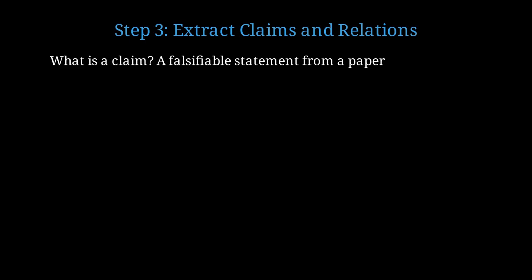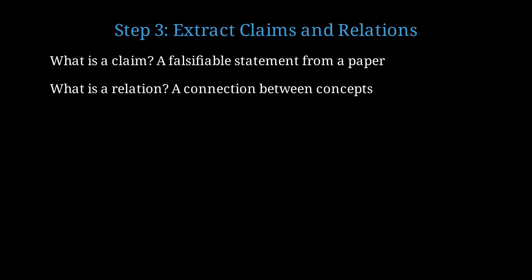Step 3. Extract claims and relations. This is where natural language processing and large language models come in. What is a claim? A claim is a falsifiable statement extracted from a paper. For example, Model X achieves 92% accuracy on dataset Y. What is a relation? A relation connects two concepts. For example, batch normalization improves training stability. This connects batch normalization to the concept of stability.